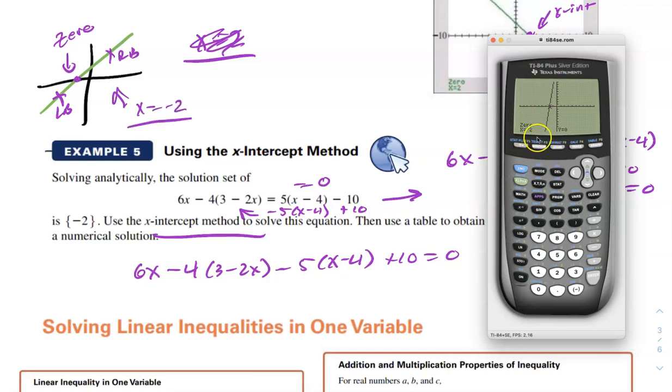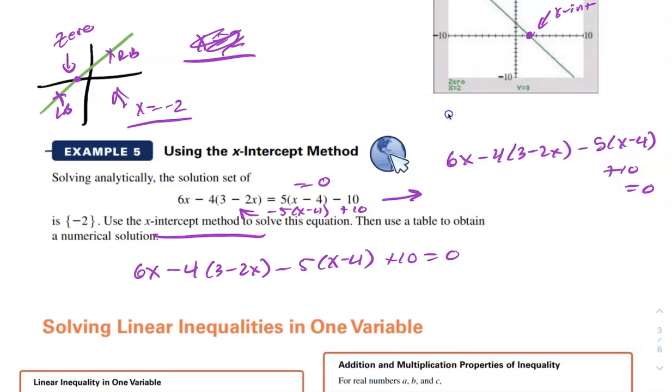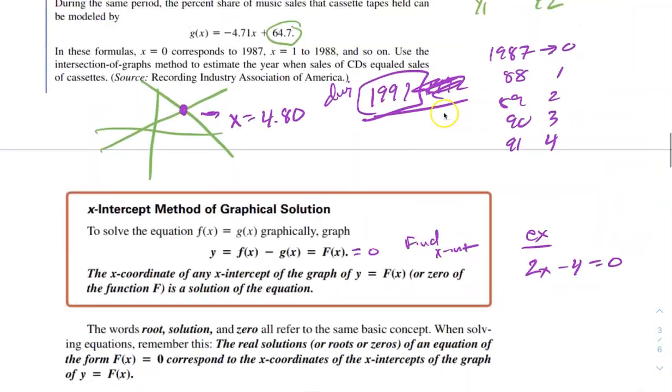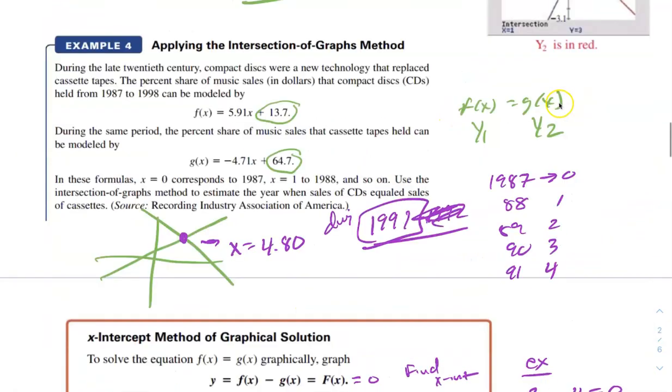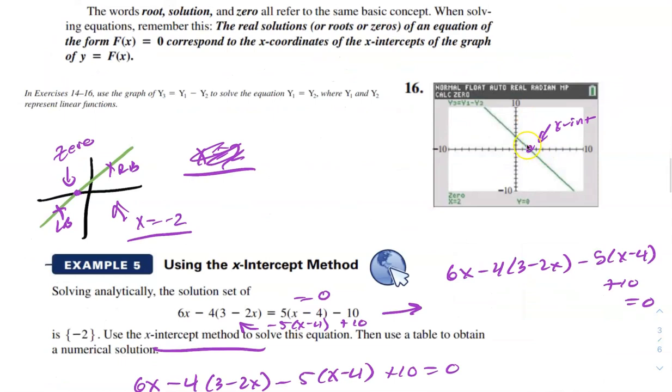0. If you do the 0 method, it's a little more work. You go 2nd, calculate, and find the 0. Then you go a little left of your 0, hit enter, and then you go back to your 0 and go a little right of your 0, hit enter. That gives a nice searching window. Then you press enter again, and it finds it for you. So 2 ways to solve with your calculator. If you have 2 graphs, just find the intersection. If you have 1 graph, then you're looking for the x-intercept and you have to find the 0.